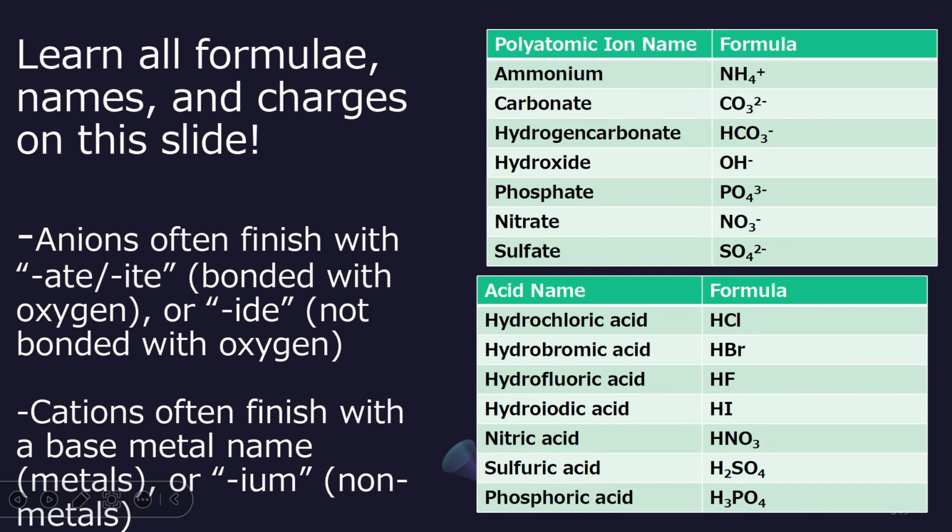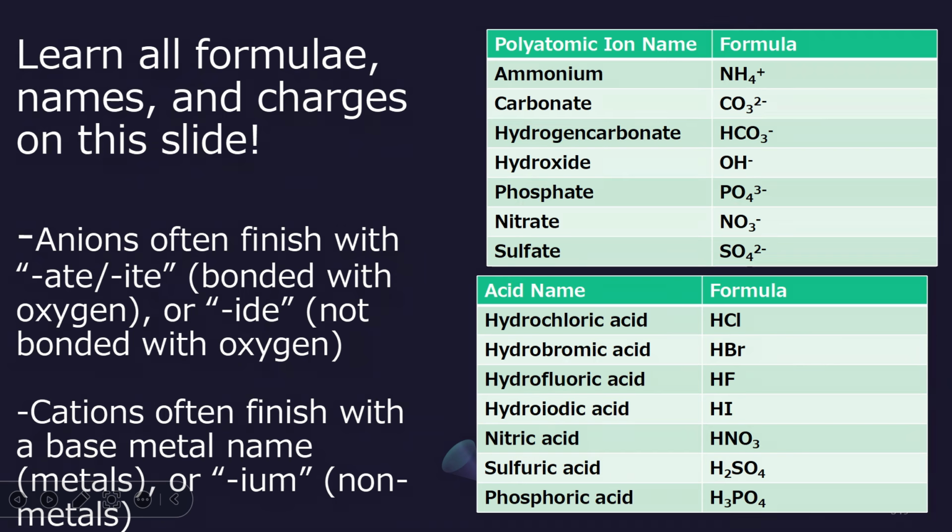And there's a relationship between carbonate, hydrogen carbonate, and another acid that's not on this list, carbonic acid, H2CO3. So if that loses a proton, it can become hydrogen carbonate, HCO3-. If that loses one more proton, it can become the one above it, carbonate, CO3 2-.